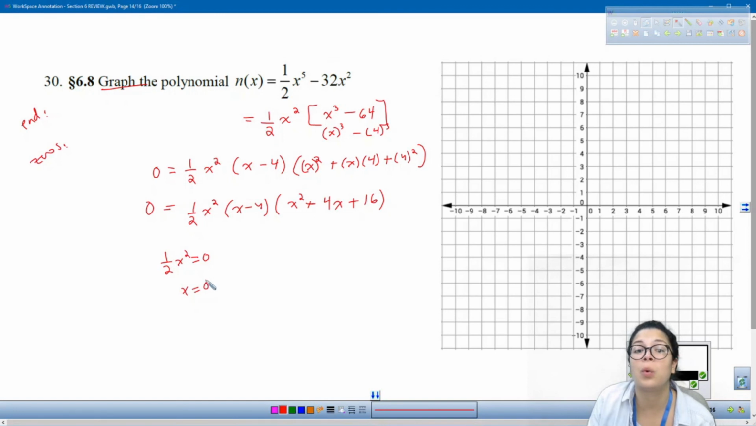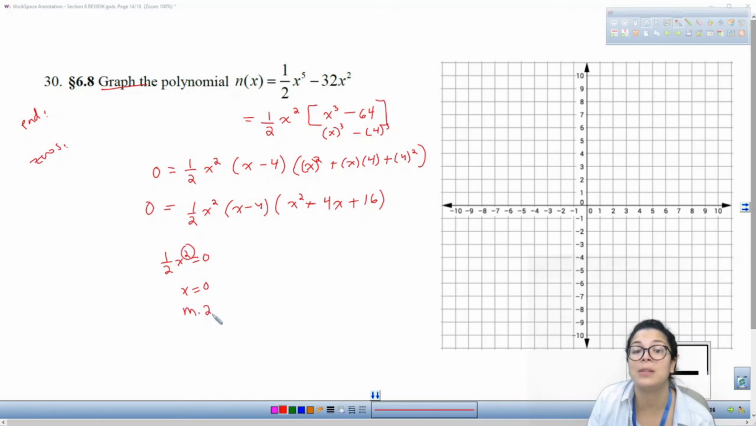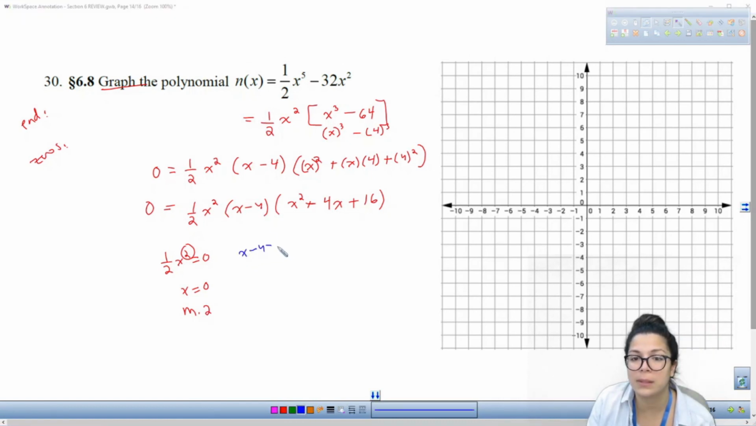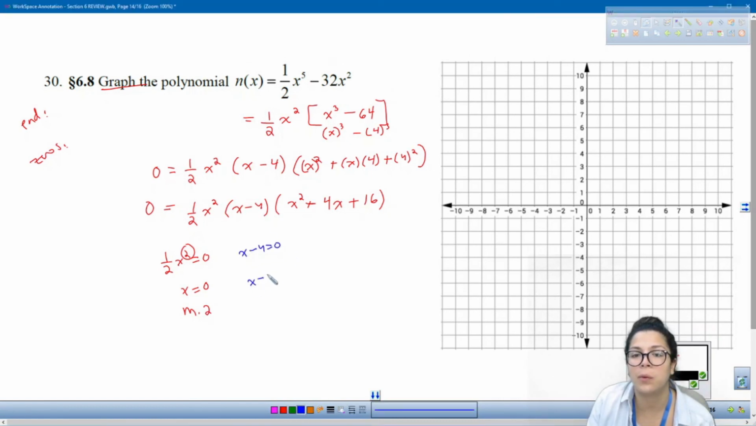But we get 0 twice, guys. This power is 2, right? So this has a multiplicity of 2. And the next one, x minus 4 equal to 0. We get x equals 4, just multiplicity 1.